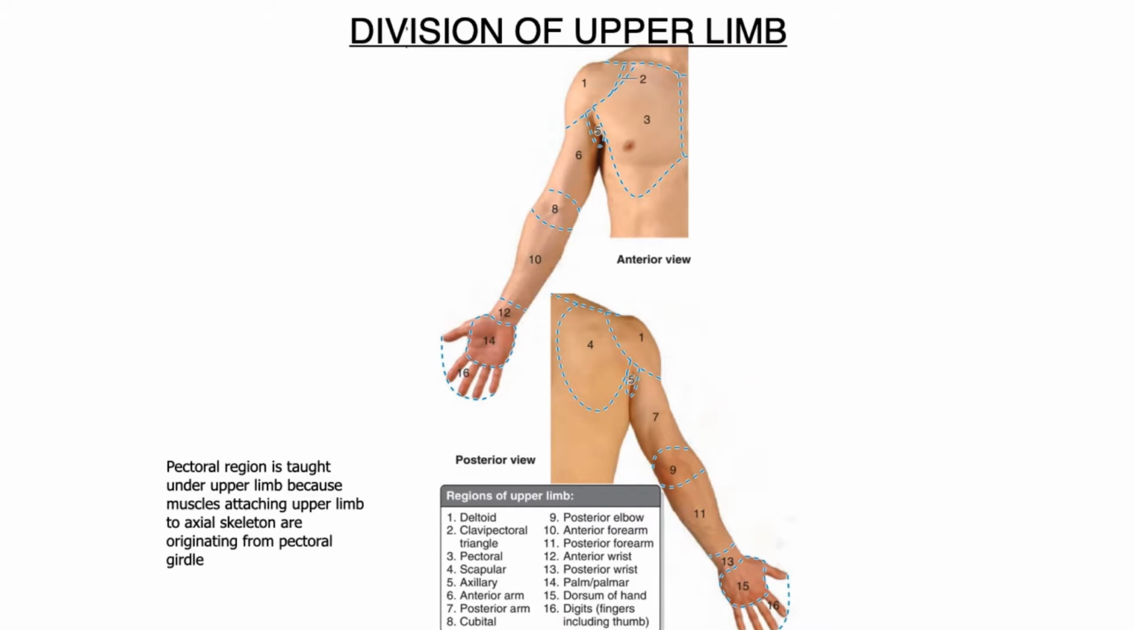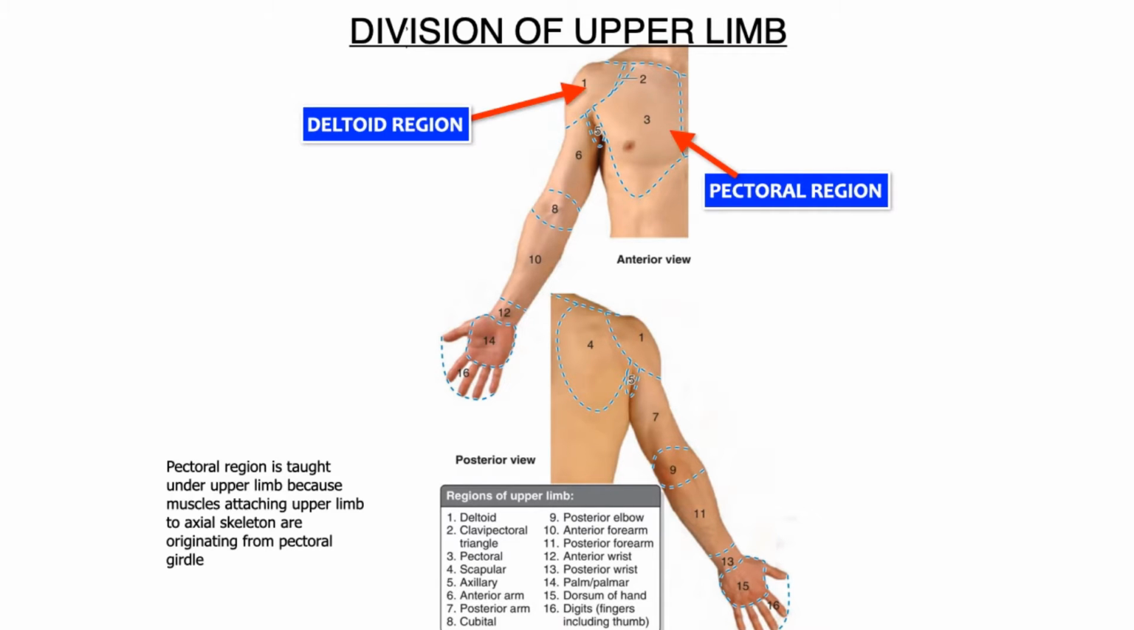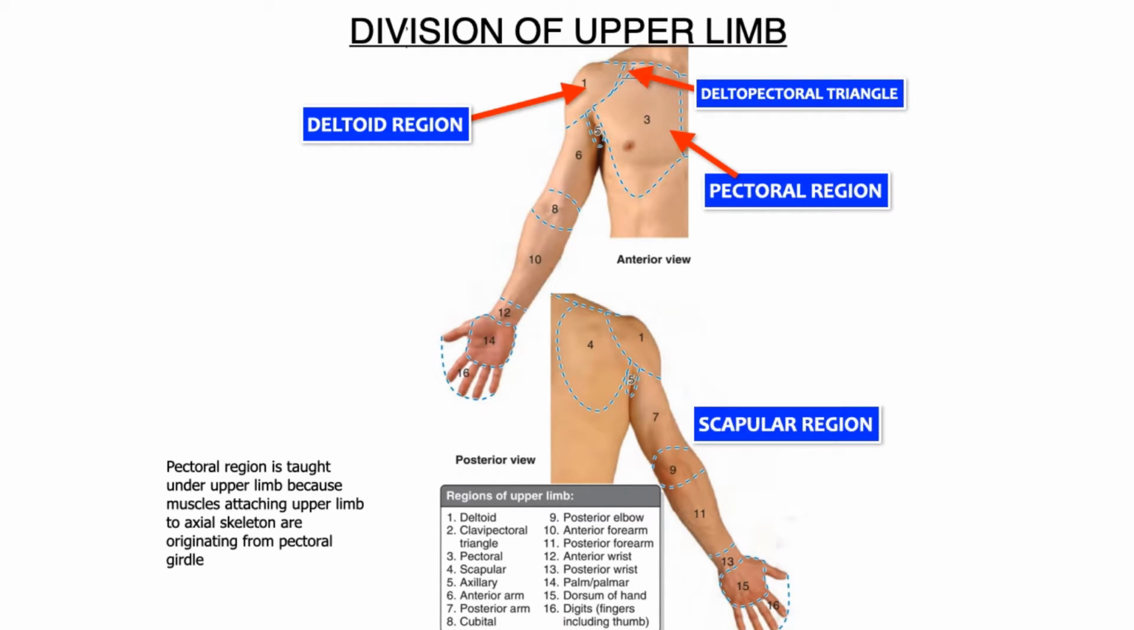On the anterior side, we have pectoral region. This is the pectoral region. Then we have deltoid region. In between pectoral region and deltoid region, we have a small triangular area which is called deltopectoral triangle. Then on the posterior side, we have scapular region. Coming back to the anterior side, this we call as arm.